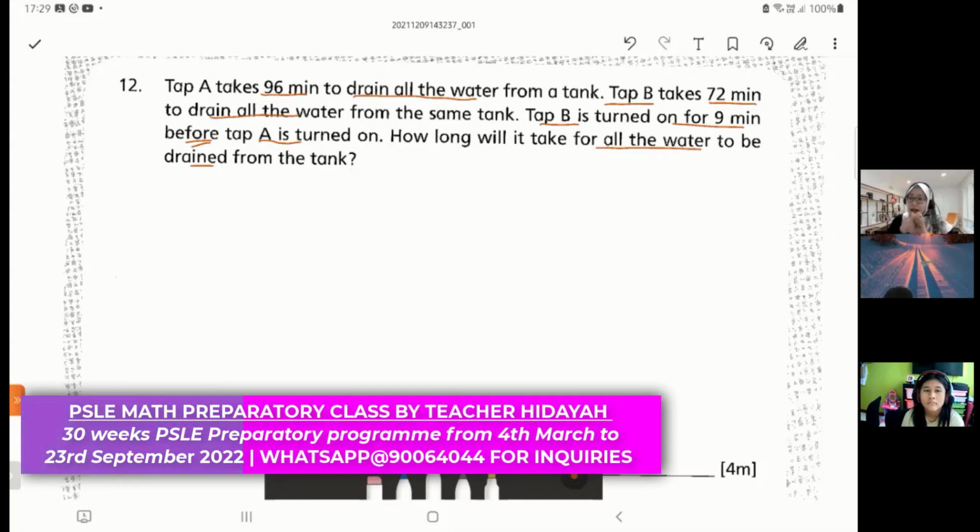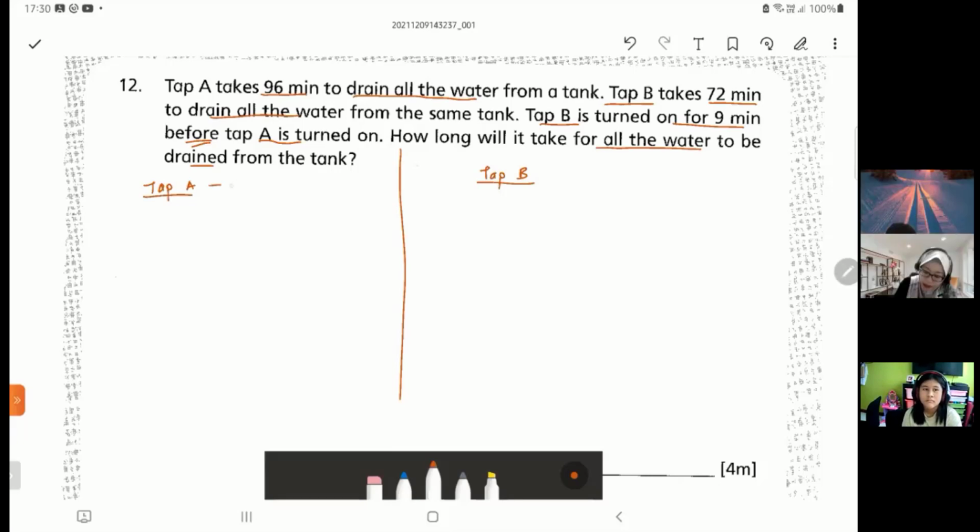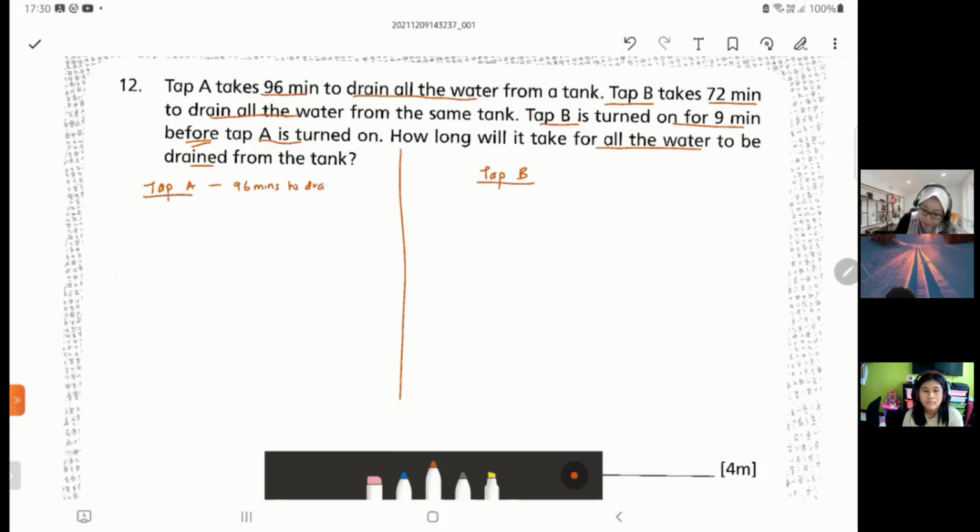Number 1, we identify the 2 taps, okay? So I have tap A and I have tap B. We separate them there and then we draw a line. Okay, so this is tap A and this is tap B. Now, tap A takes 96 minutes to drain water from the tank. So we can indicate here 96 minutes to drain. Here will be 72 minutes to drain.